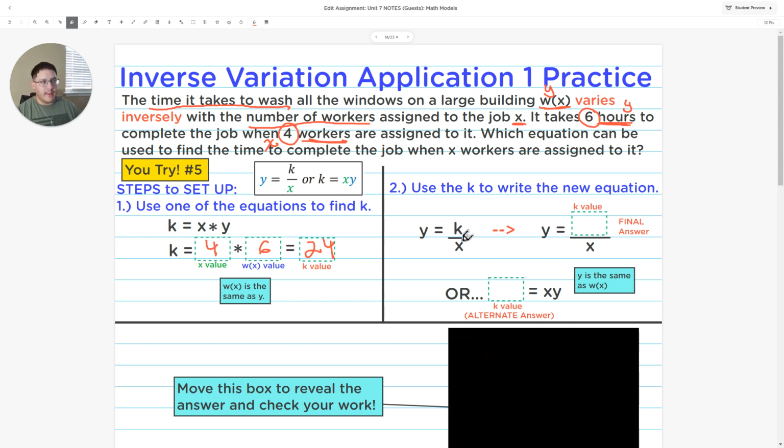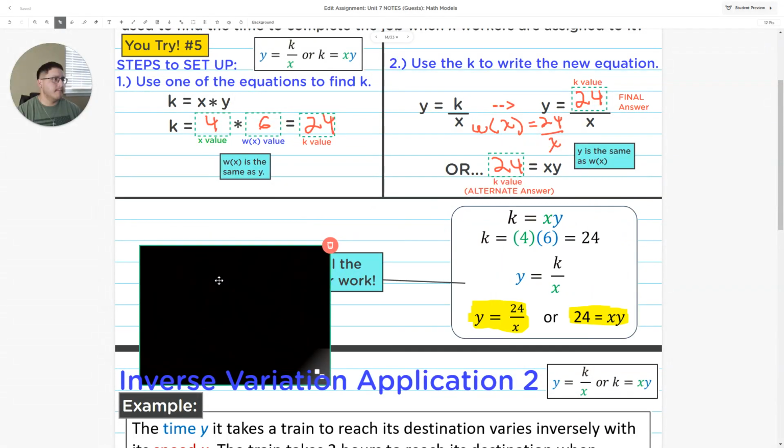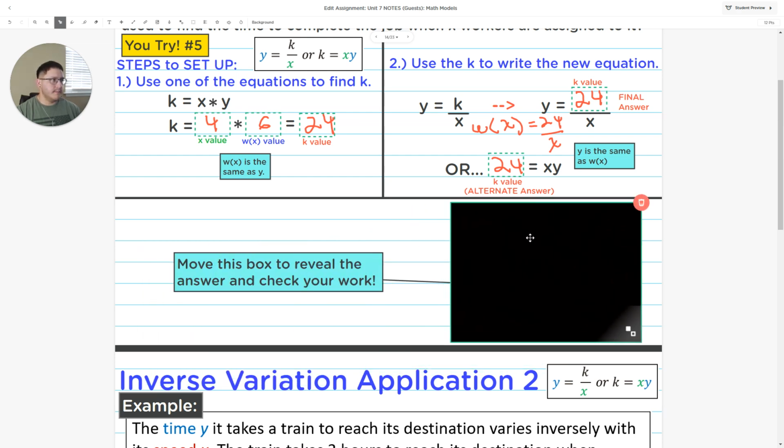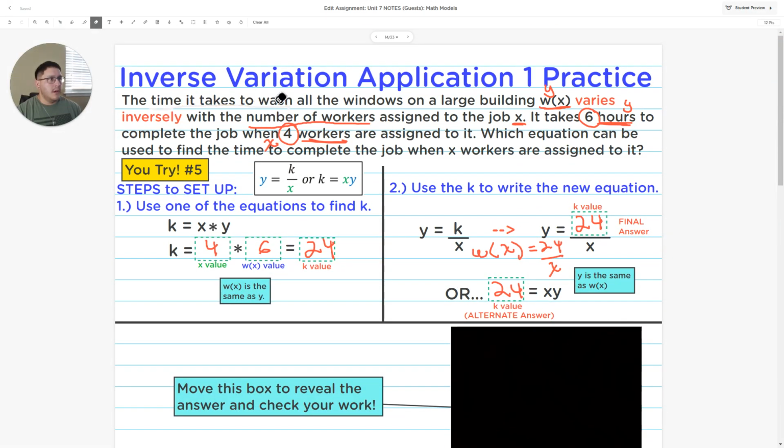Now take that number and use it for the construction of your equation. Y equals k divided by x. Therefore, y equals 24 divided by x. Or instead of y, you could also say w of x is equal to 24 over x. Or you could just say 24 is equal to x times y. Same thing. There's your answer. Okay, that's it for you. Try number 5.